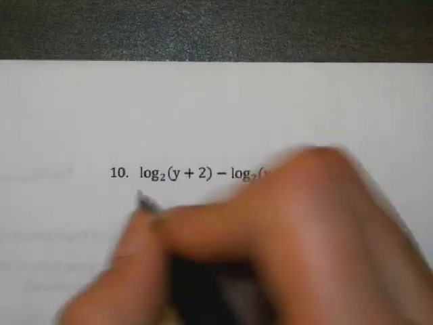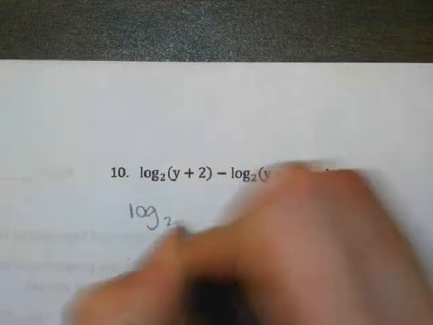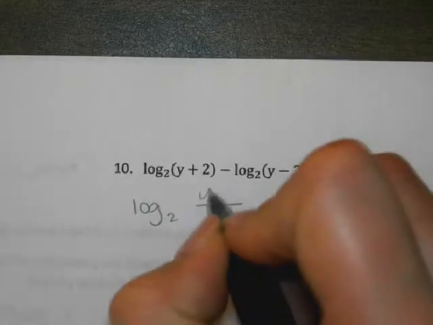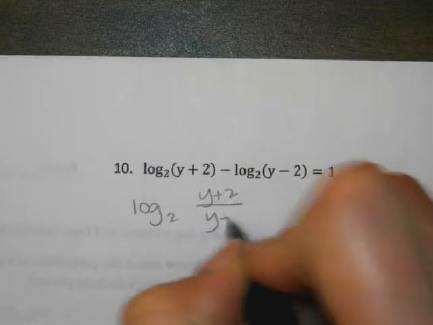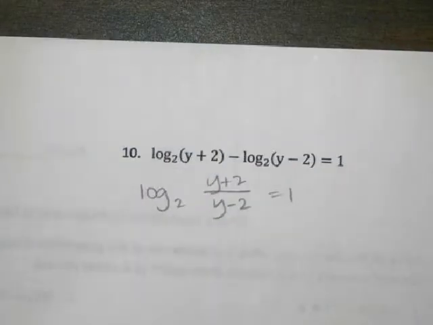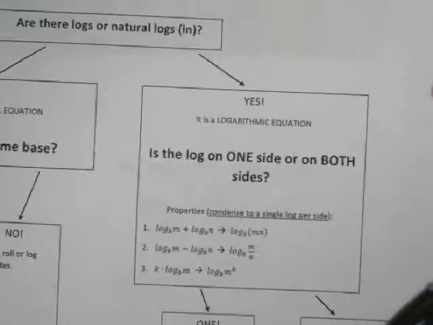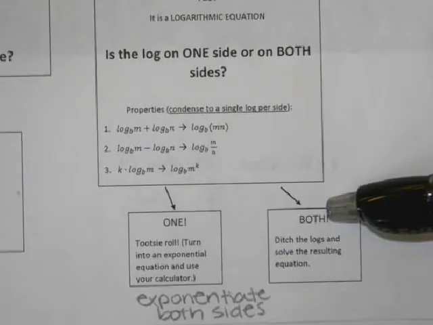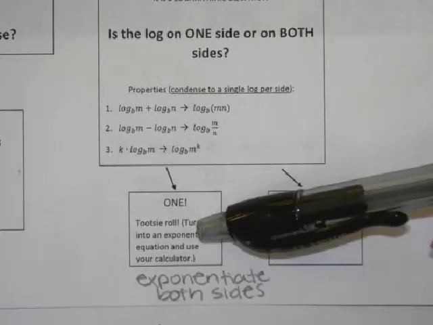Yes. So we have log base 2, and we have a division problem. So what should I be writing? Perfect. Okay. So minus means a division problem. We have log base 2, y plus 2 over y minus 2 equals 1. Now when we look at the flow chart, it says, is the log on one side or both sides? It's on one side, okay?